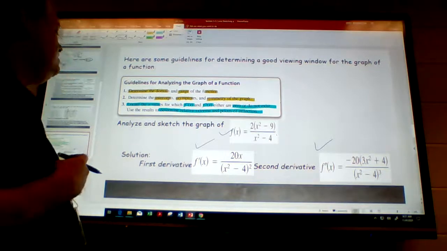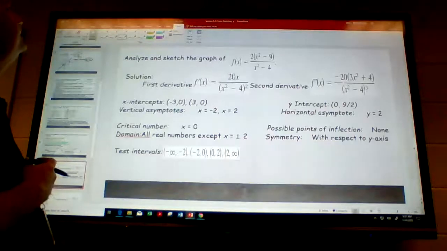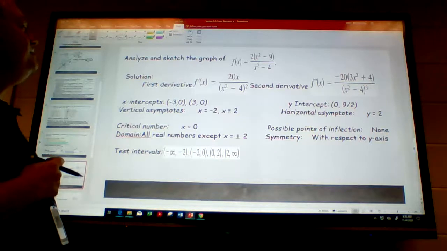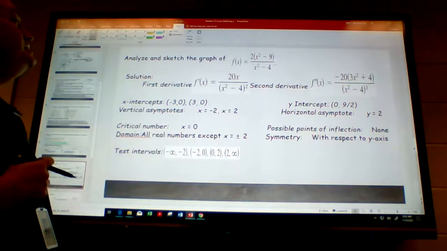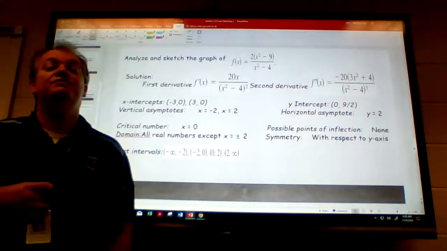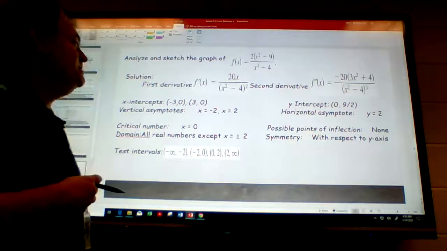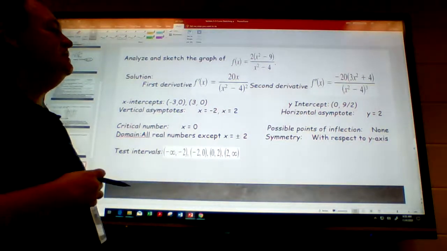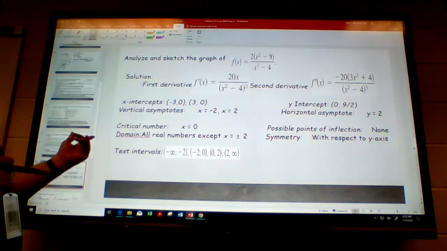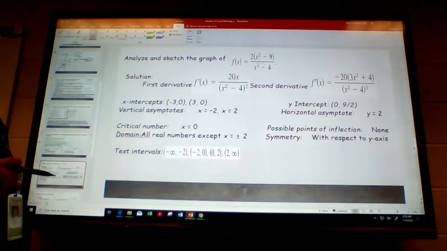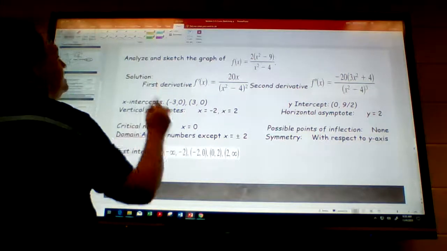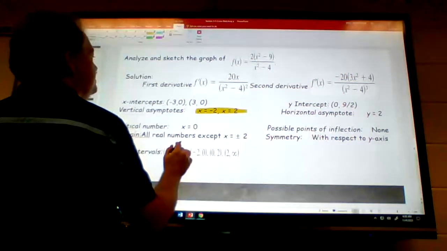You need to know that to sketch this, the x-intercepts are going to be at -3 and 0. The vertical asymptotes are at x equals 2 and x equals -2 because right here, x squared minus 4, remember, x squared minus 4 is x plus 2 times x minus 2. So that's how you get 2 and -2. And you get a horizontal asymptote at y equals 2. All right. So the domain is all real numbers with the exception of 2 and -2 because those are vertical asymptotes. And then the test intervals will be from, and this is where you get it. So vertical asymptotes right there.